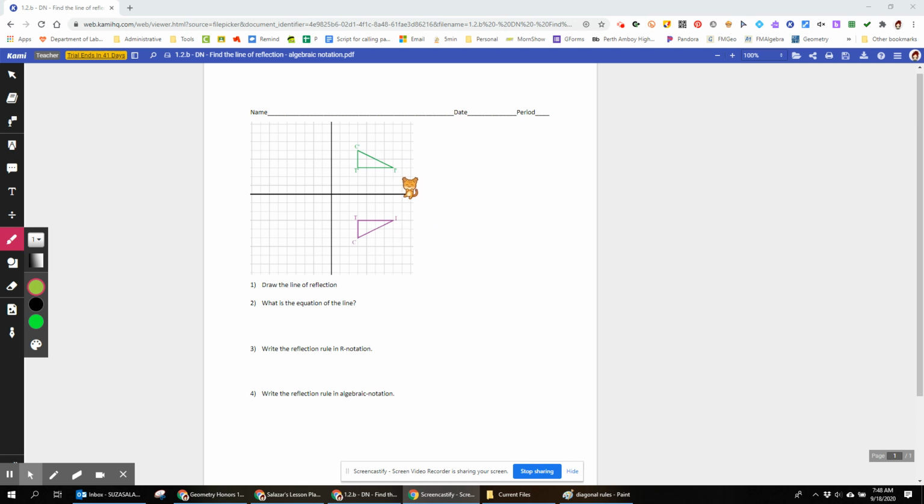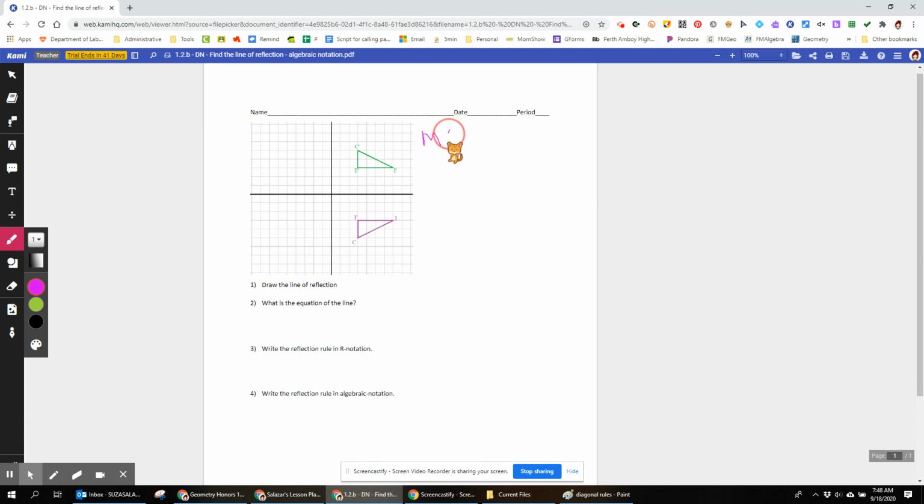And you take 2 points that correspond. So I corresponds to I prime. I mapped onto I prime. So I want to find the midpoint because those 2 points, the definition of reflection is that they have to be the same distance on the opposite side of the line of reflection. So let's get a color that we can see. So I want to find the midpoint.